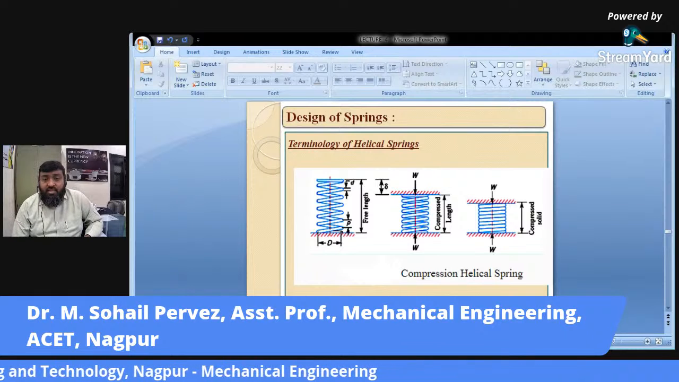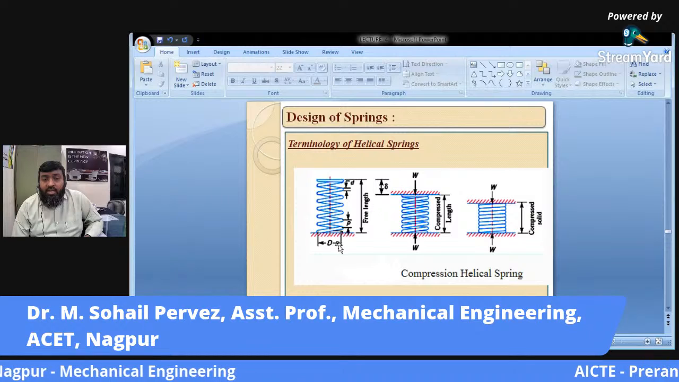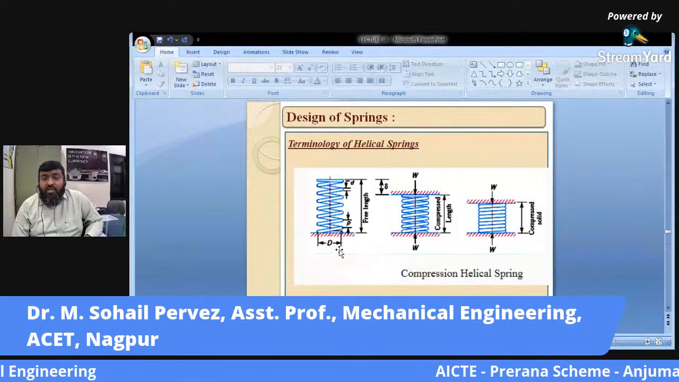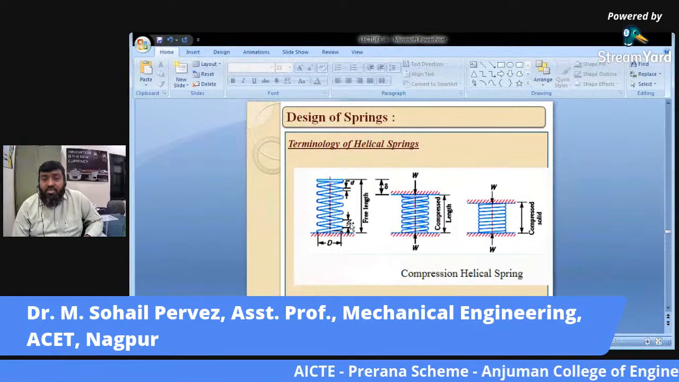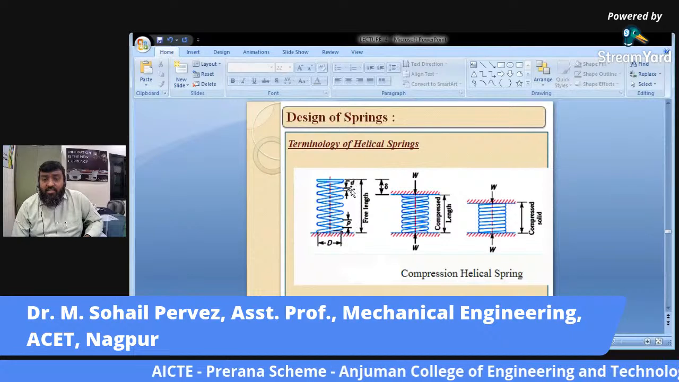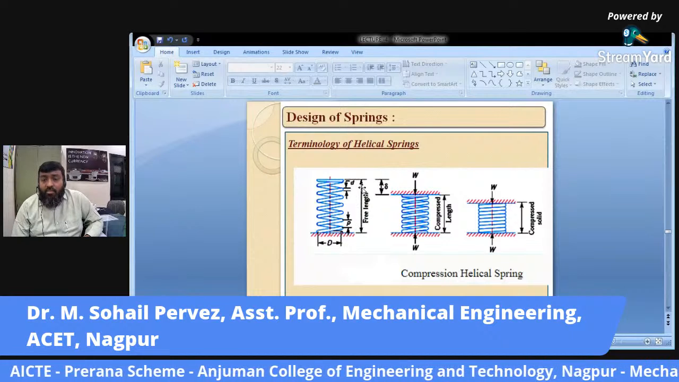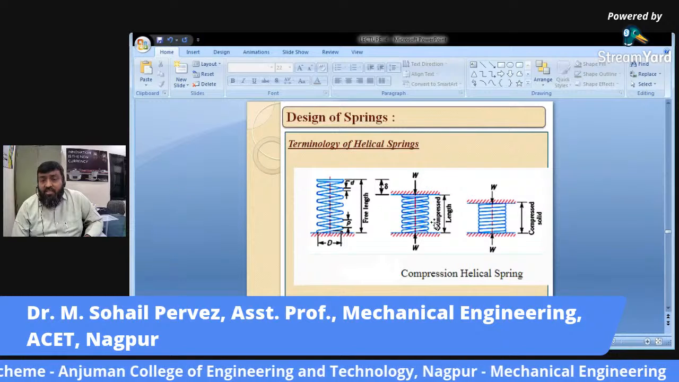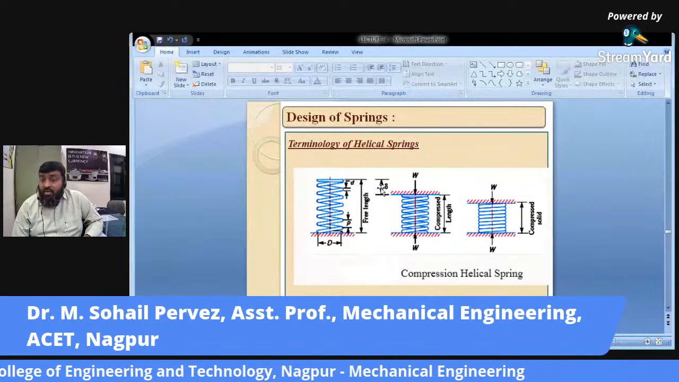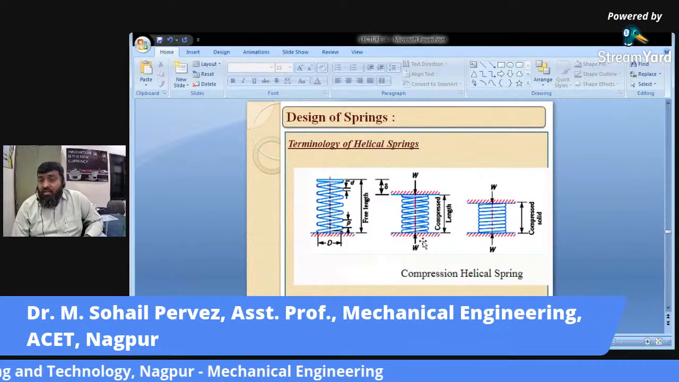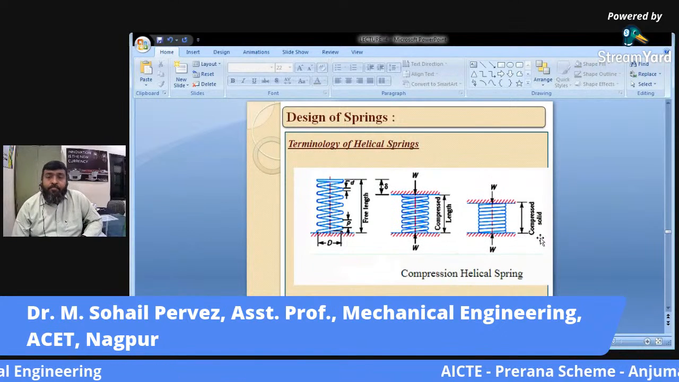Now this is the largest or the nominal diameter, or effective diameter we say. This is the pitch, this is the diameter of wire, this is free length. When some load is applied, this is called compressed length. So this is the deflection, but this is not the maximum deflection. Now the third diagram depicts the compressed or solid length.